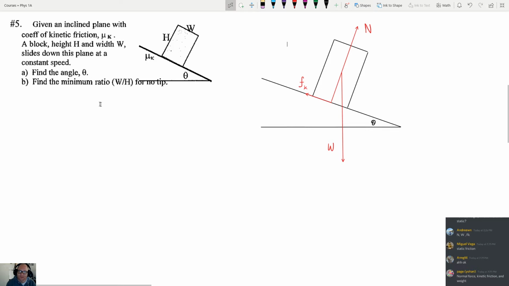All right. So the first thing it says is to find the angle theta. So given the information that we have, I realize W is used in this problem to represent the width of the box, isn't it? So maybe I should just call the weight mg. How about that? Let's just call the weight mg. Could call it force of gravity or something, I guess.